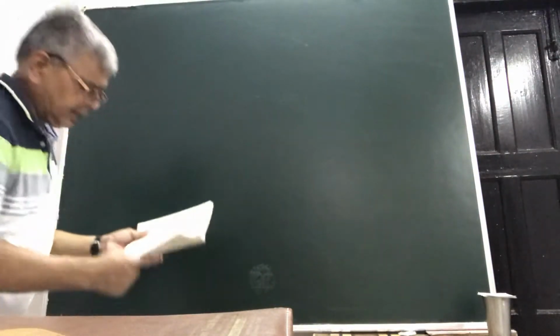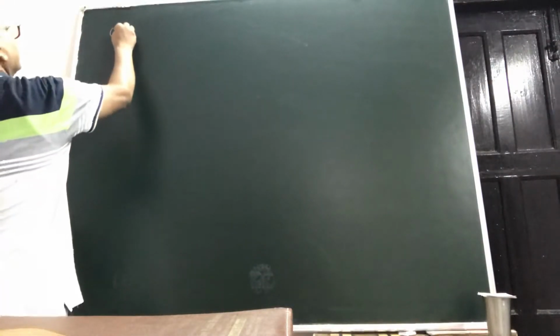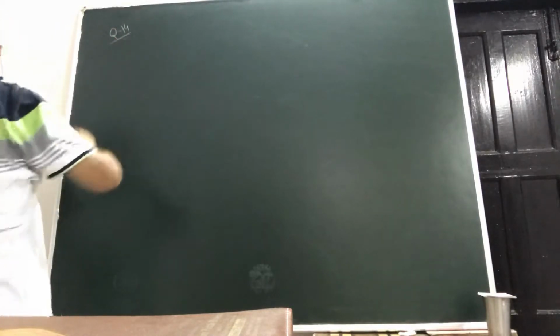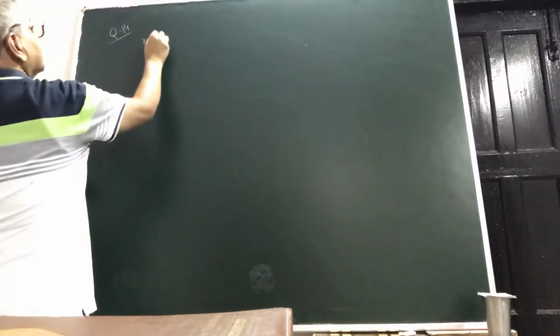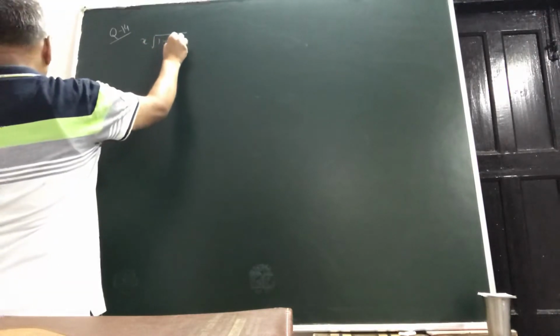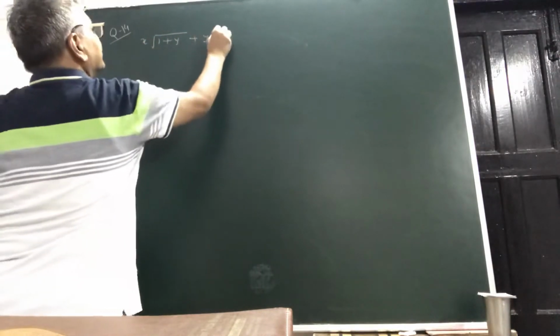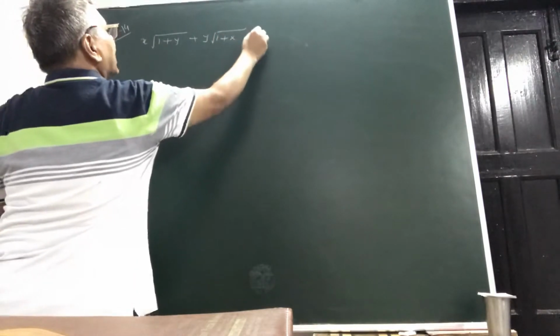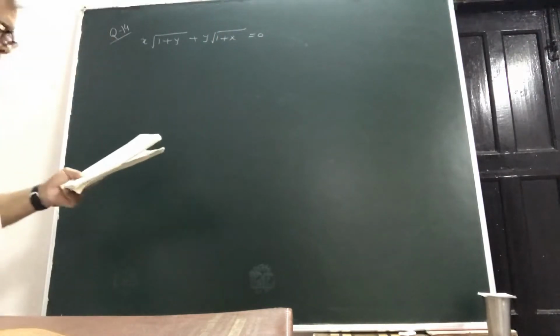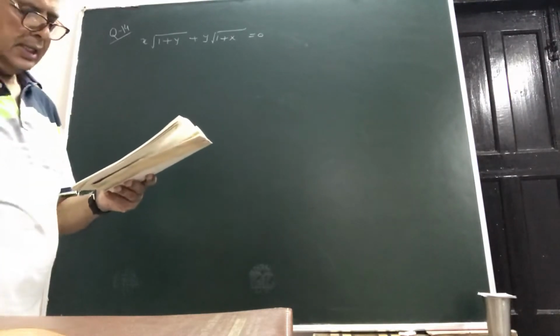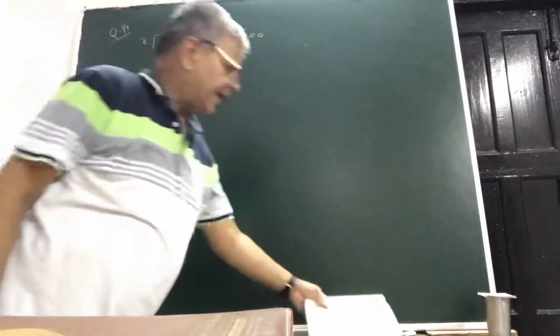Now I am being told that there was one question, number 14, which I did on that particular day, but it was not merely finding the derivative, it was to be shown something. So I am taking it once again. It is question number 14 of your miscellaneous exercise. It is x under root 1 plus y plus y under root 1 plus x is equal to 0, and you have to show that its derivative is equal to minus 1 upon 1 plus x whole square.